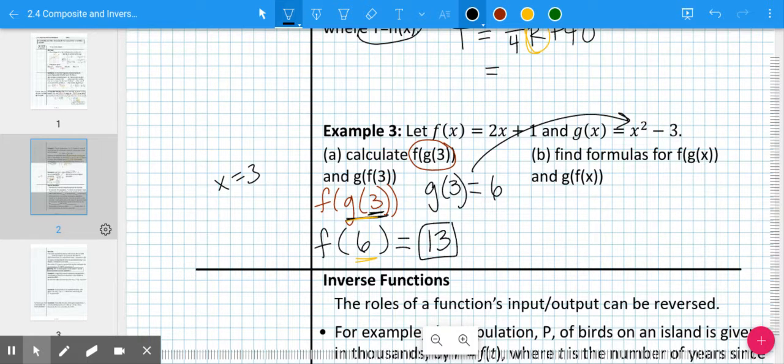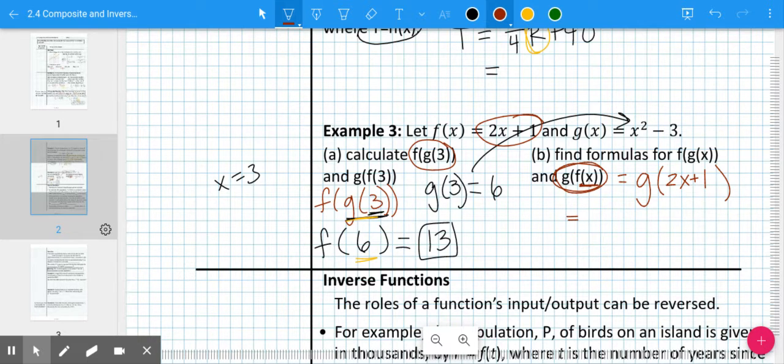Part B is very similar, but on this one, we are going to go ahead and find formulas. So we don't know the x, that is the difference. I will again go ahead and work out one of these for you. I will do the g of f of x one. G of f of x means g of, and let's input the f of x function. So my function f of x is 2x plus 1. We now want to do g of that whole expression.